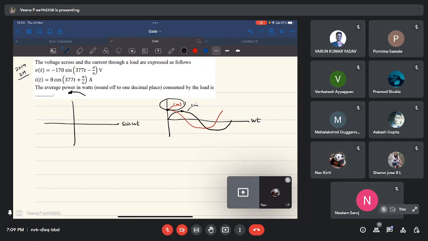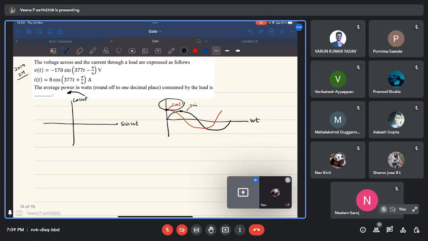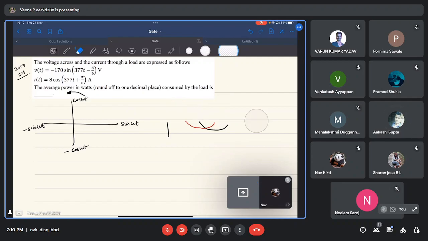Y-axis. Correct. So this is cos omega t. I am moving in this direction. So in such a condition, cosine is leading sine. This is the representation. So if this is the case, this axis will be minus cos omega t and the x-axis will be minus sine omega t. Is it clear? Does anyone else know this approach? No, ma'am. Okay. So this way we can construct a quadrant of sine and cos.